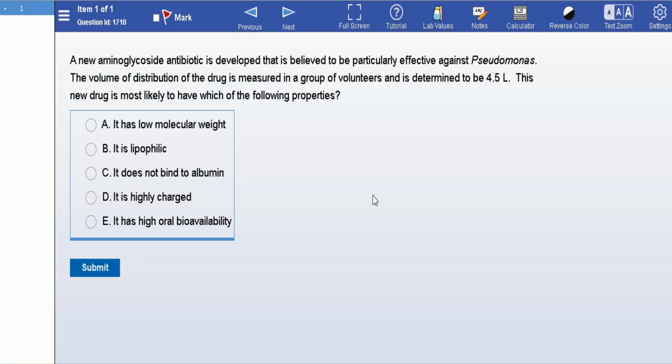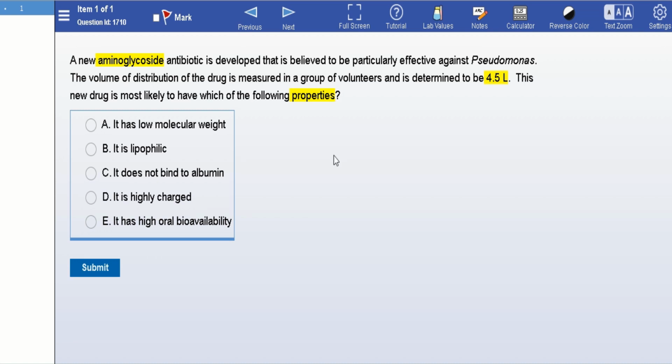All right, guys, so here's a typical question about volume of distribution. A new aminoglycoside antibiotic is developed that is believed to be particularly effective against Pseudomonas. The volume of distribution of the drug is measured in a group of volunteers and is determined to be 4.5 liters. This new drug is most likely to have which of the following properties? Now, this question is very easy. You know why? Because it gave you 2 clues on the property of the drug. So you could answer this question in 2 ways.